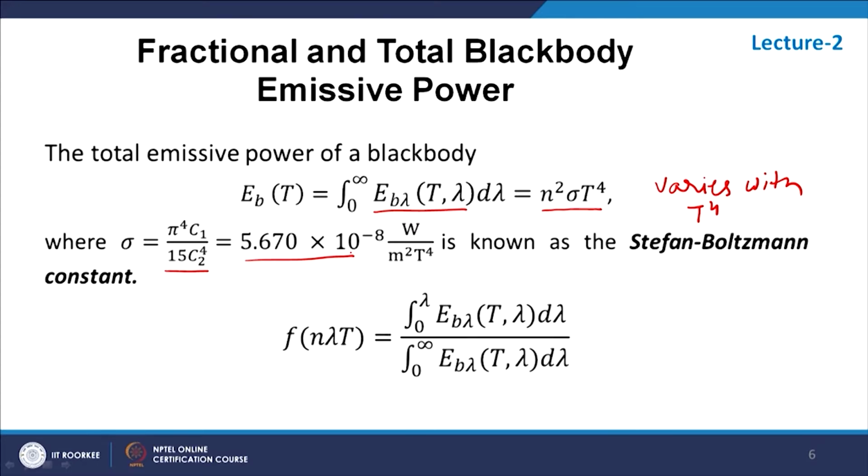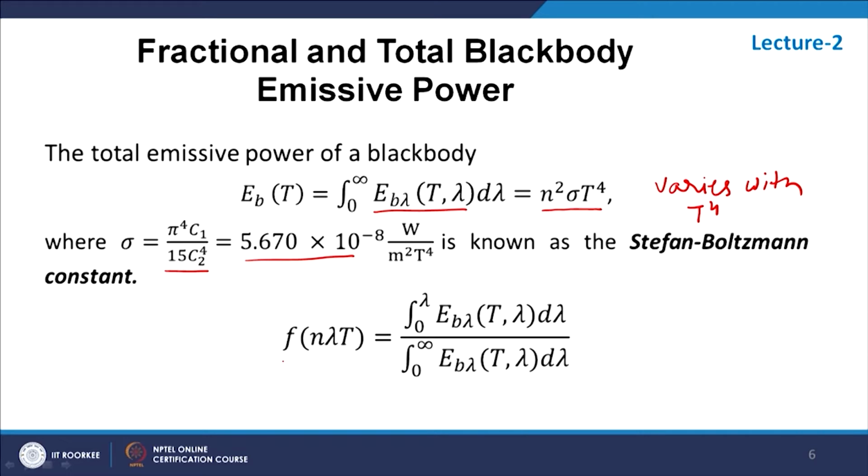Okay. So, this is the total black body emissive power integrated over all the spectrum. Now, as I said, we sometimes need only the energy emitted within a given spectral range, either between 0 to lambda, as I have done in this part, fractional black body emissive power, or sometimes we may need emissive power in the range lambda 1 to lambda 2.